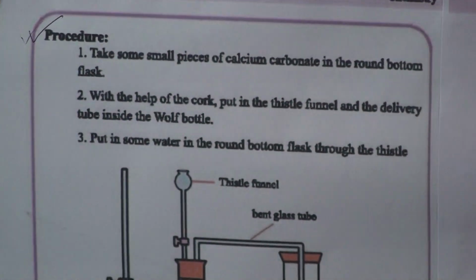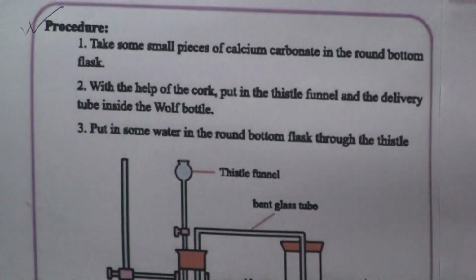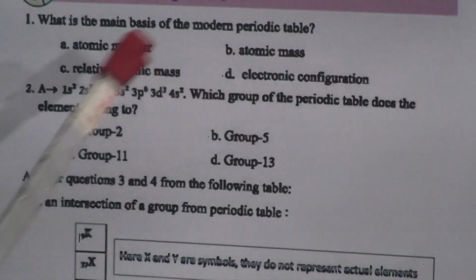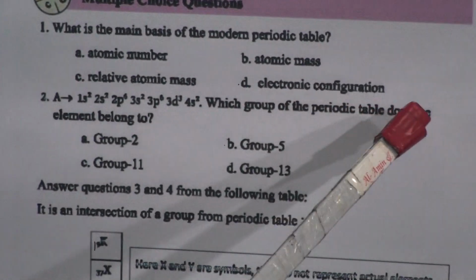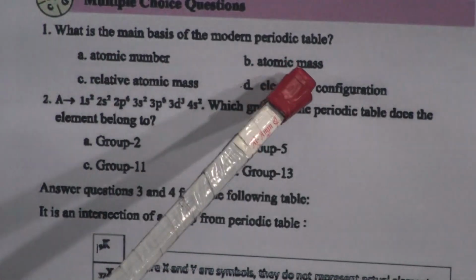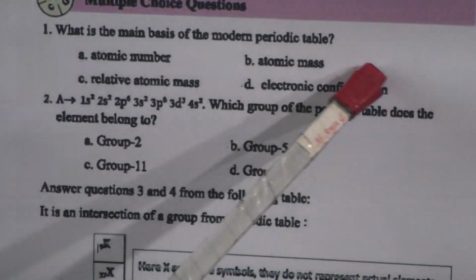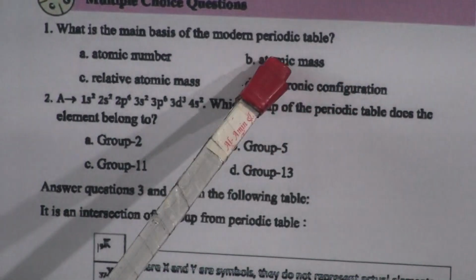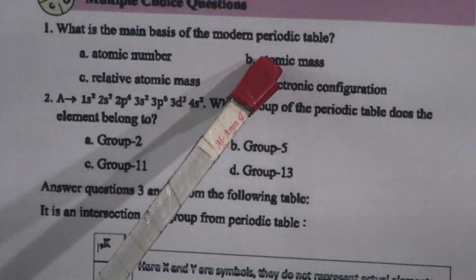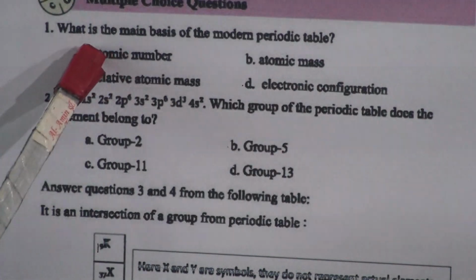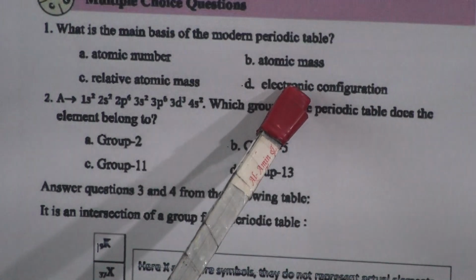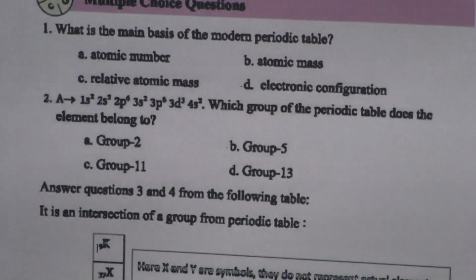Now come to the exercise multiple choice questions. The first question: the main basis of the modern periodic table is atomic number, atomic mass, relative atomic mass or electronic configuration. Dear students, when the first periodic table was made, at that time Lavoisier said that the first was taken as atomic mass, then it is atomic number. Now the main basis of the modern periodic table is the electronic configuration.